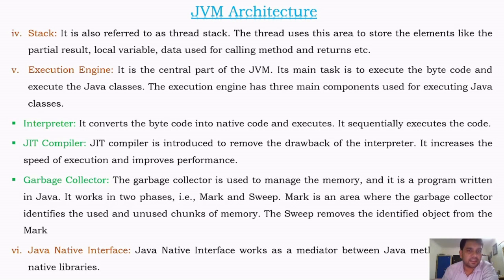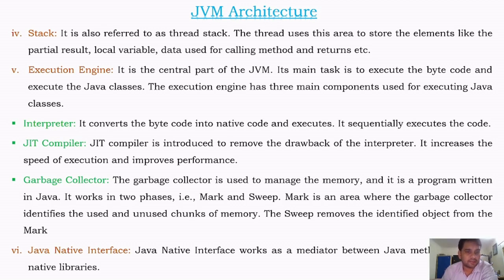So the execution engine is the central part of the JVM. Its main task is to execute the bytecode and execute the Java classes. The execution engine has three main components used for executing Java classes. First is the interpreter. It converts the bytecode into native code and executes it. It sequentially executes the code. Native code means the code that Java is familiar with, so it gets converted, and then only it can verify. Okay, so the role of the interpreter is to convert the bytecode into native code.